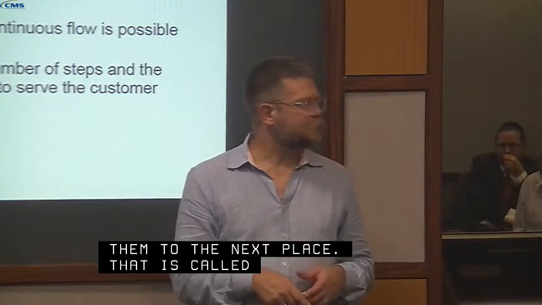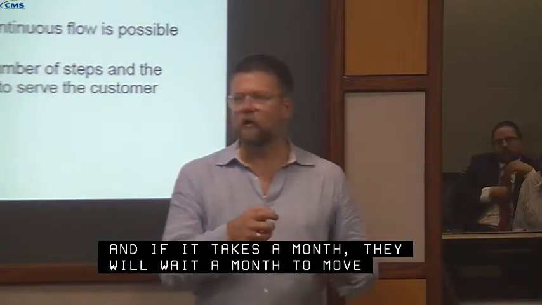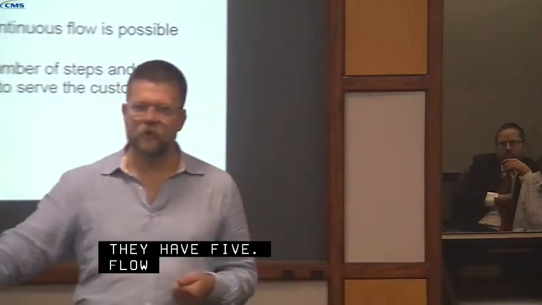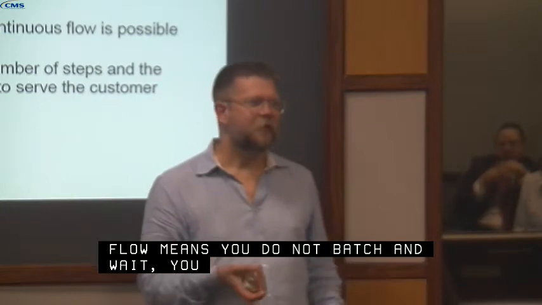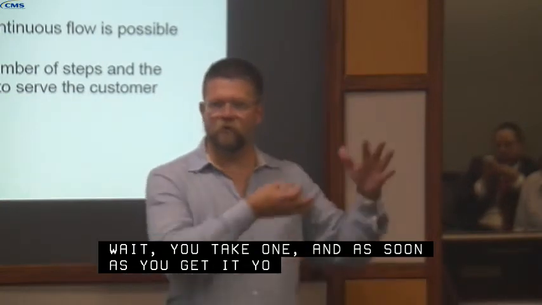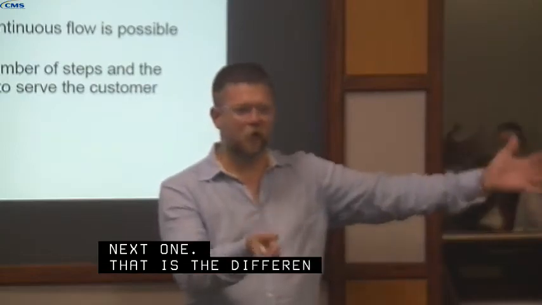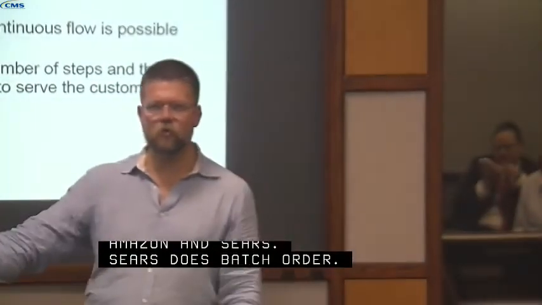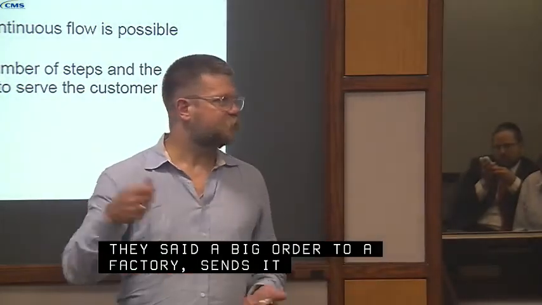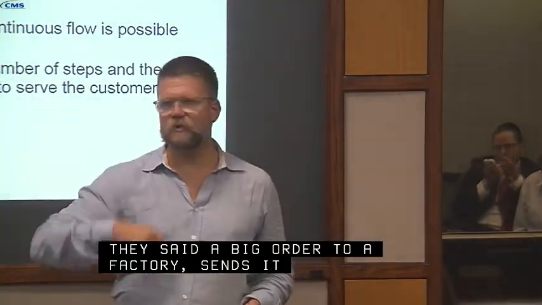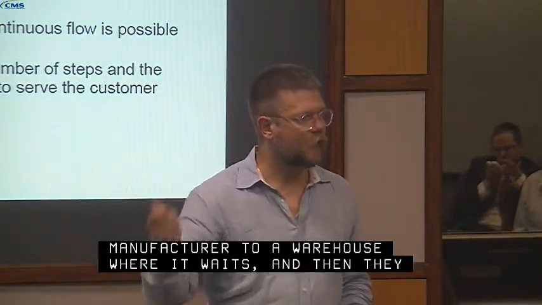So flow says you don't actually batch and wait. You take one, and as soon as you get it, you move it on to the next one. And that's how you get the difference between Amazon and Sears, because Sears batches. They send a big order to a factory, and the factory produces it, and they send that big order to a warehouse where it waits, and they send a whole bunch of stuff to the store, and all those steps take a long time. Amazon's figured out how to flow that so that they get it almost instantly from the factory through to delivery right to your house.